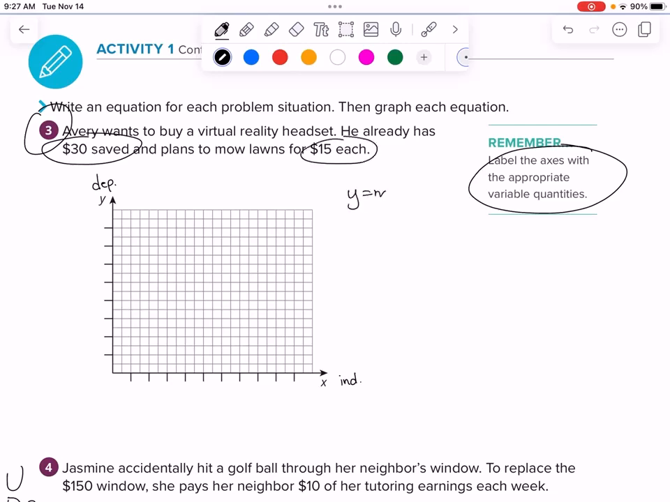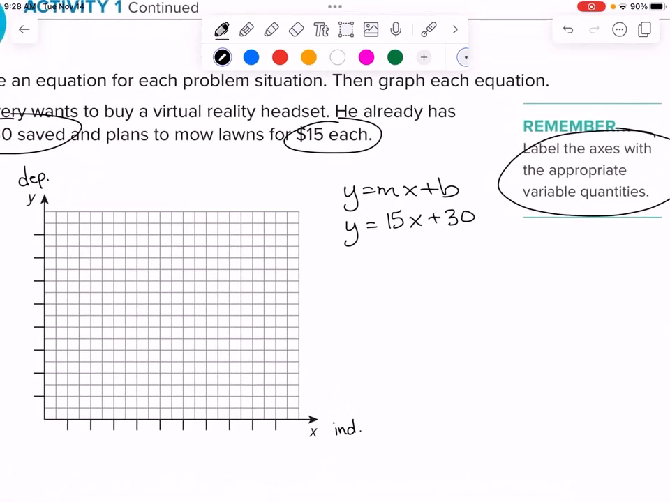Right, so y equal to mx plus b. We're going to get how much we increase is going to be $15 every lawn mowed. And where we begin is we already have $30 saved. So this is the equation that we need. So we have to figure out our variables here, right? What affects what? X always affects your Y. Do the number of lawns mowed affect how much money we're going to be able to save? Or does how much money we save affect the lawns mowed, right?